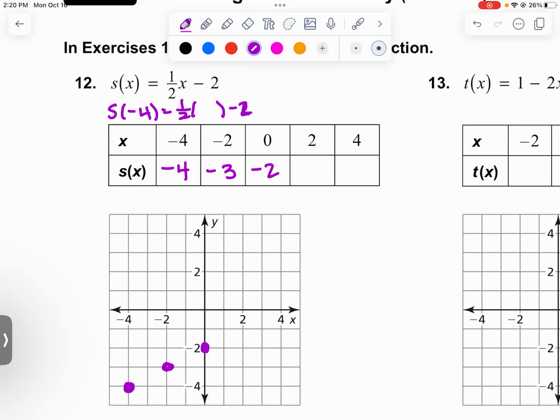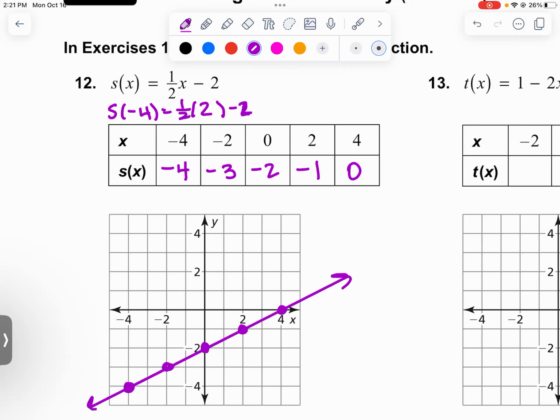Every number of X you put in is going to give us a different output. But once we got -4 and -3, they're constant. Okay, when I plug in 2, 1/2 times 2 minus 2. Without doing the input output, what's the Y coordinate for 4? 0. And we know that because we should have a constant rate of change if it's a line.